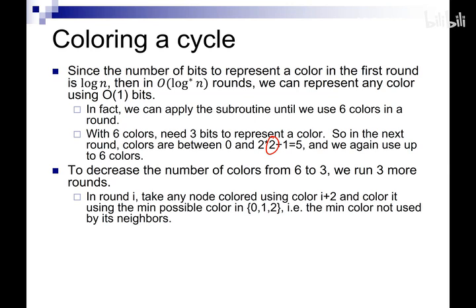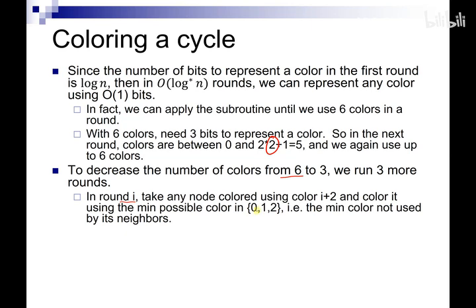The way we do this is with a different little subroutine. After we get down to 6 colors, we're going to run for 3 more rounds. In these rounds, in the ith round, we're going to take any node that's colored using color i plus 2, and then color it using the minimum possible color in 0, 1, or 2. For example, when we're starting this round, everybody is colored using colors 0 to 5, and then in round 1, we're going to take any node that's colored using 3.